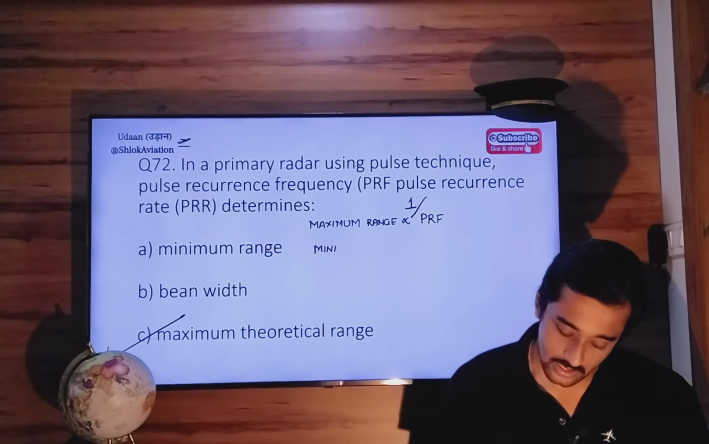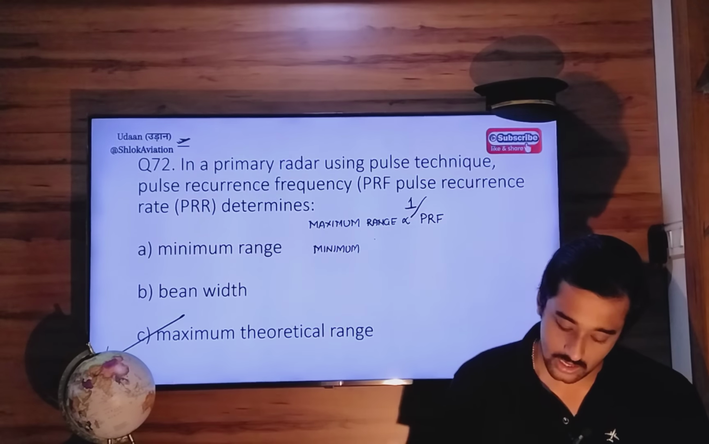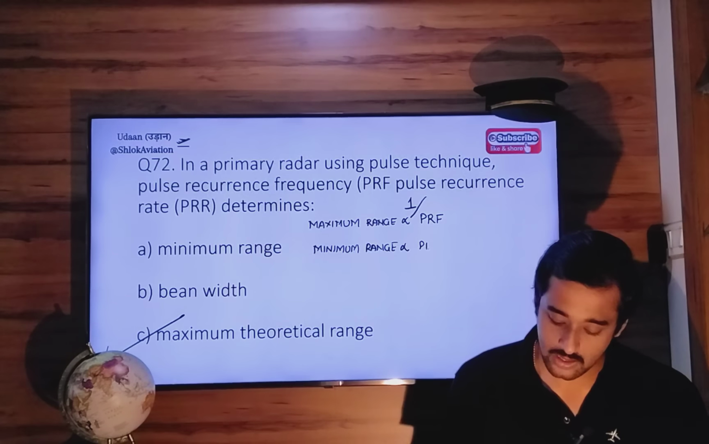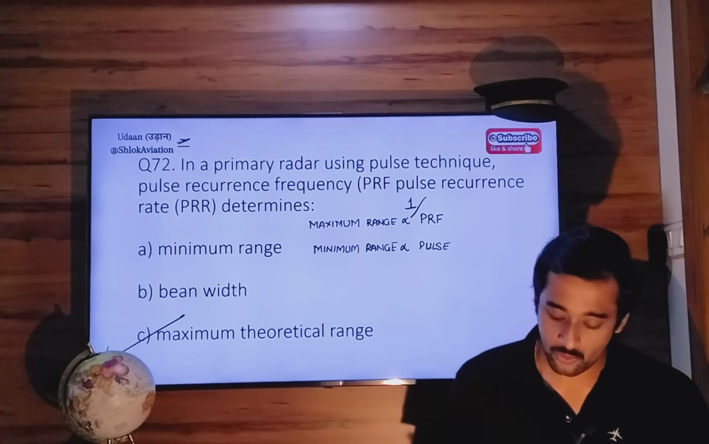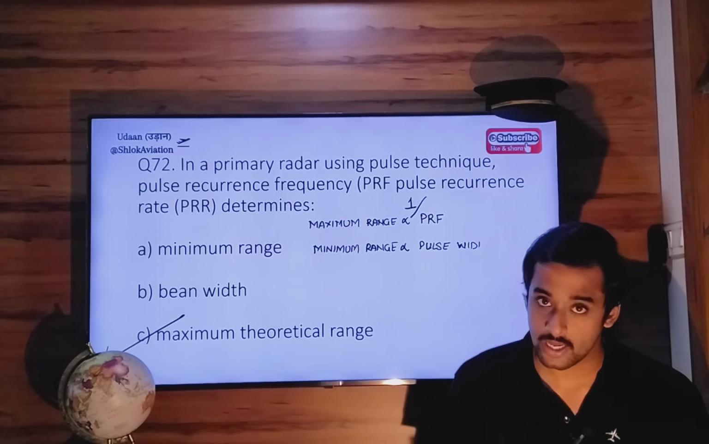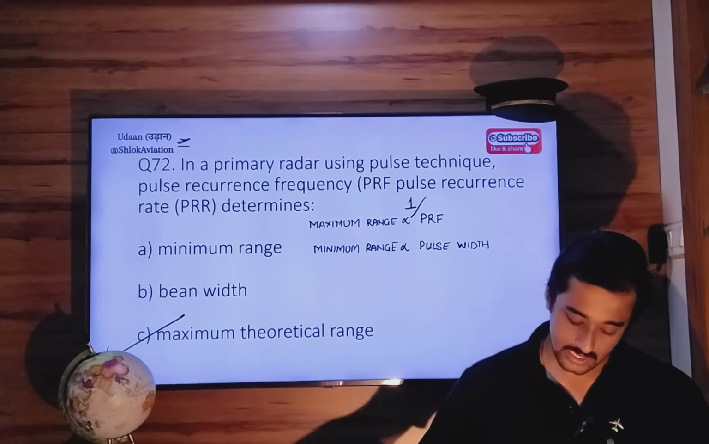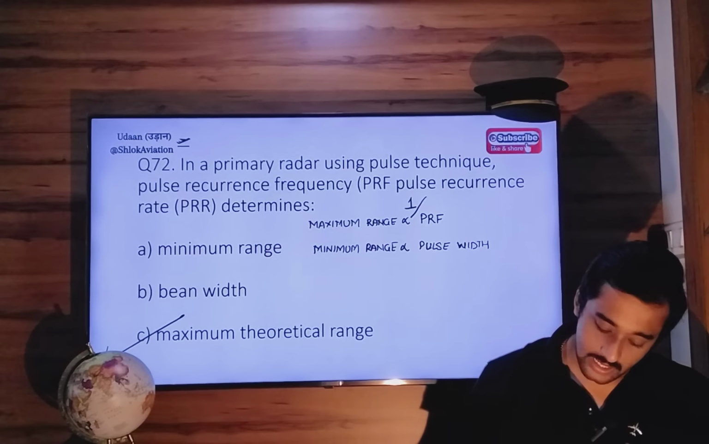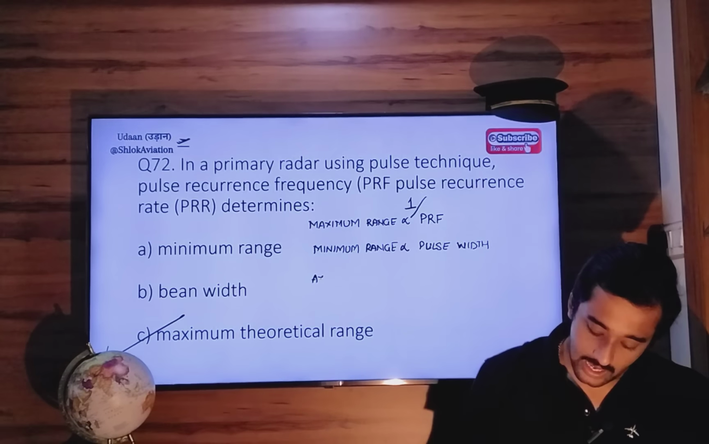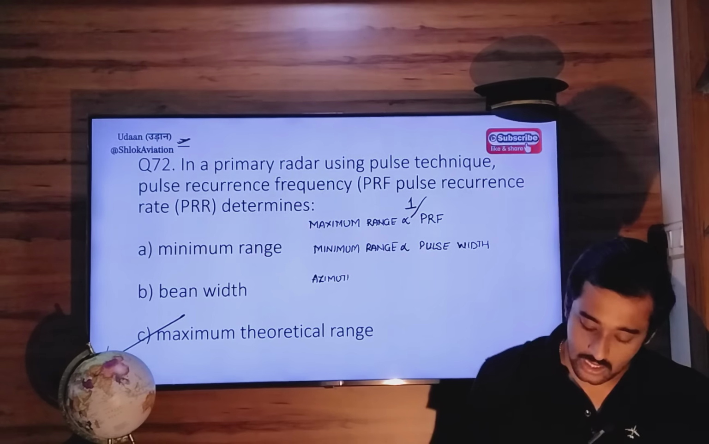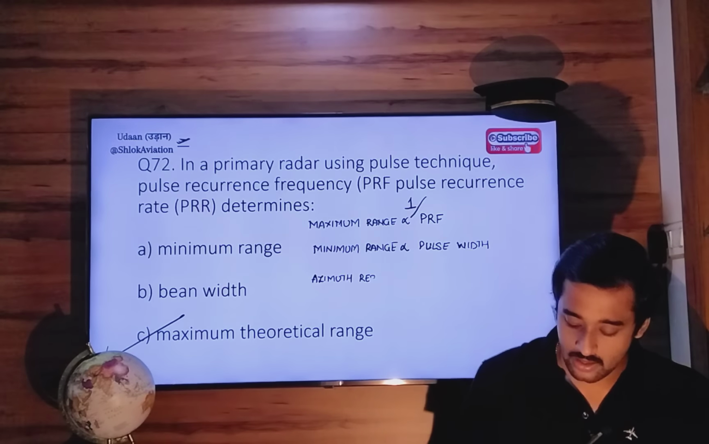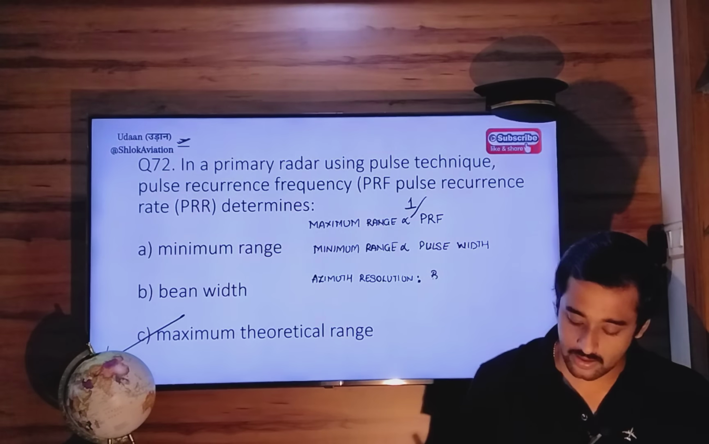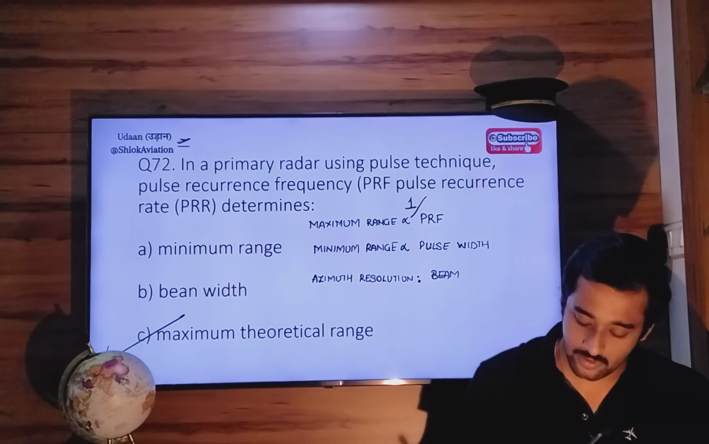Minimum range is proportional to pulse width. Next, beam width. Now, resolution, that is azimuth resolution, depends on beam width, half the beam width.